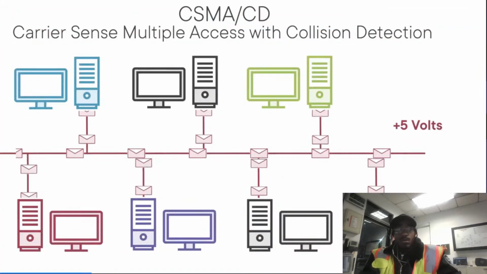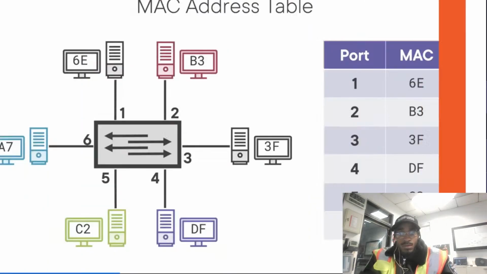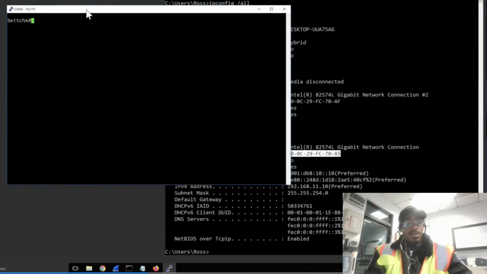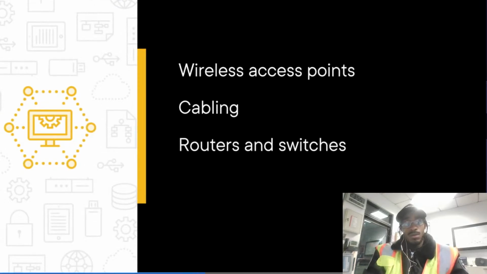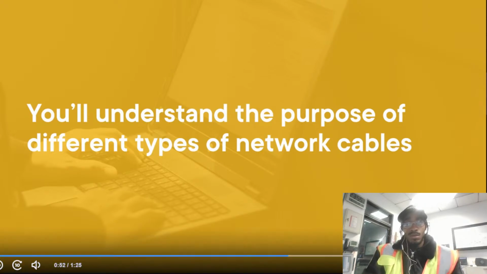Data networks use specialized hardware to move data from one point to another. Most of this hardware is designed to achieve a very specific task. In this course, we'll examine the data networking hardware required to accomplish this, including wireless access points, cabling, routers, and switches, as well as other devices. By the end of this course, you'll understand the purpose of different types of network cables, Ethernet operation, how routers move packets, and what a load balancer is and why we need it.